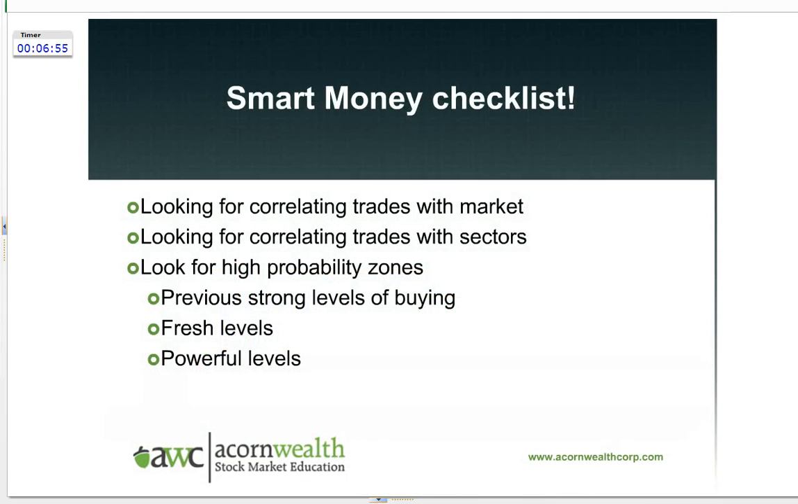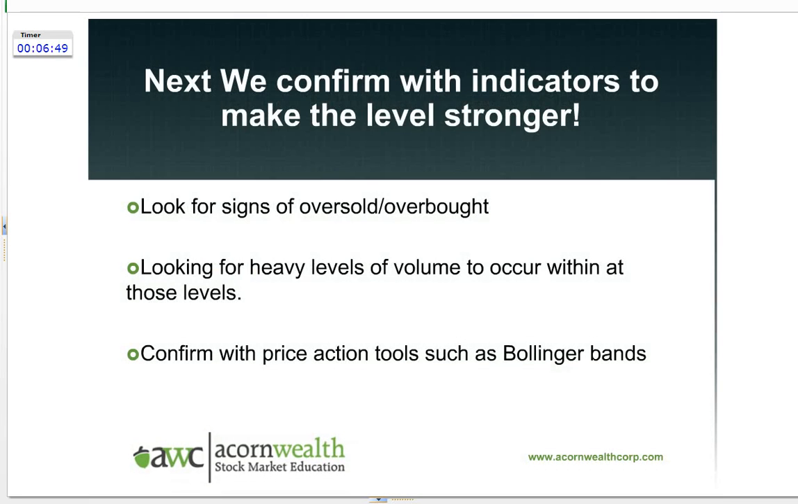Next, we now confirm with indicators. So now we look for signs of oversold, overbought. So RSI, CCI, looking at things where oscillating is the underlying methodology behind the indicator. We look for the heavy levels of volume to occur at those levels. Again, we don't care really what people are doing. We want to know what the big money is doing. If big money doesn't support it, it doesn't matter, or it won't last very long anyway.